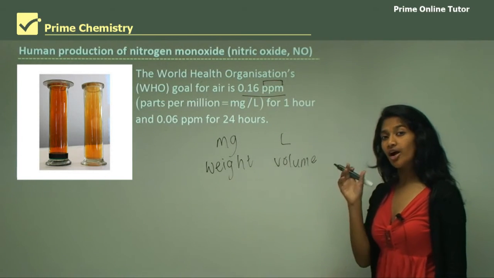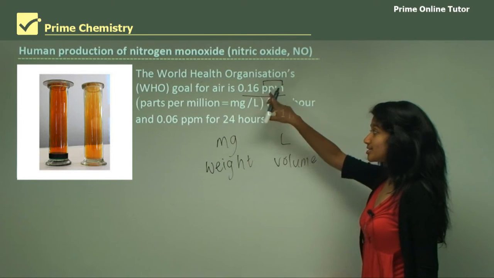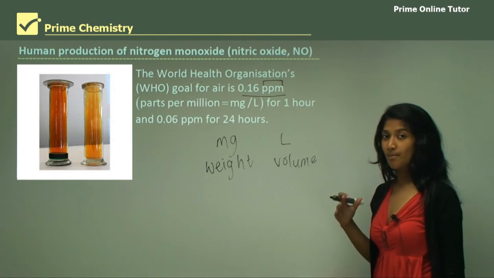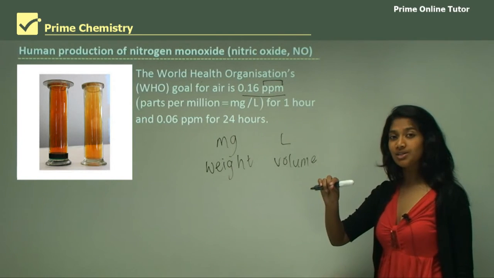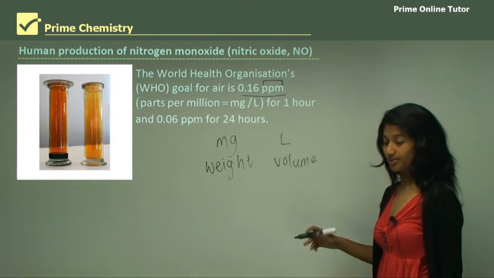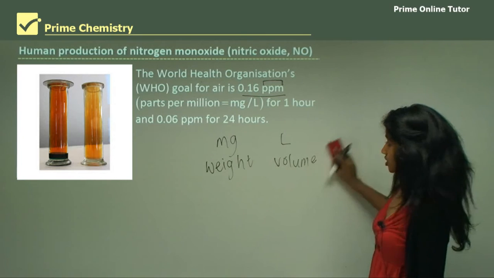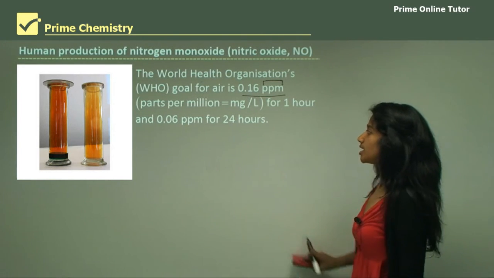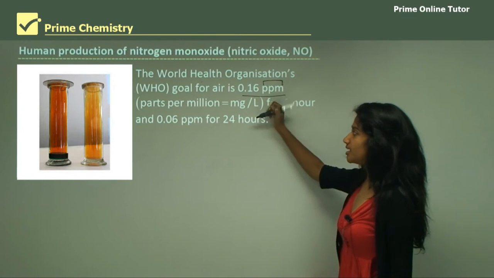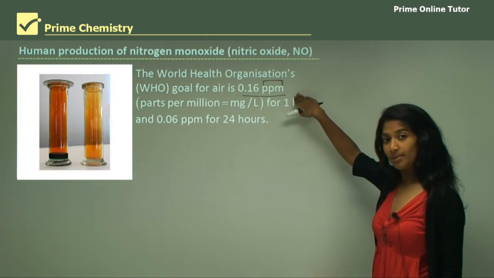That means there are 0.16 parts in a million parts. So for example, we have 0.16 particles in 1 million particles, and it's a concentration. So if you come across milligrams per liter, you can easily convert that to ppm because it's the same thing.